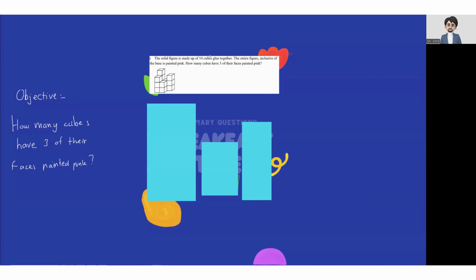The solid figure is made of 14 cubes glued together. The entire figure, including the base, is painted pink. How many cubes have 3 of their faces painted pink? So we need to find how many cubes have 3 faces painted pink.